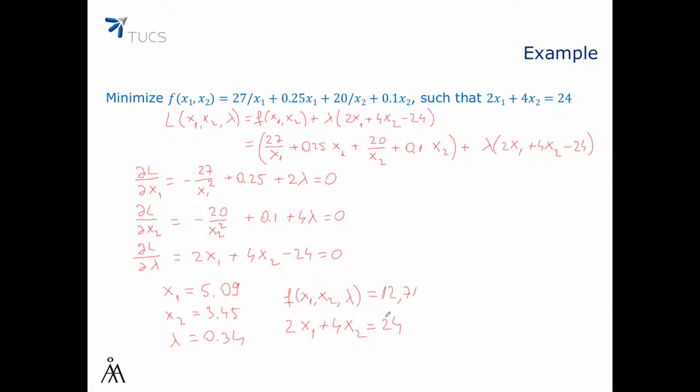And if we do some simulations now and check what's the value of f for smaller and for larger values of x1 and x2, we are going to find out that if we obey the constraint 2x1 plus 4x2 equals 24, we will always get larger values. So that shows that we got a minimum point.